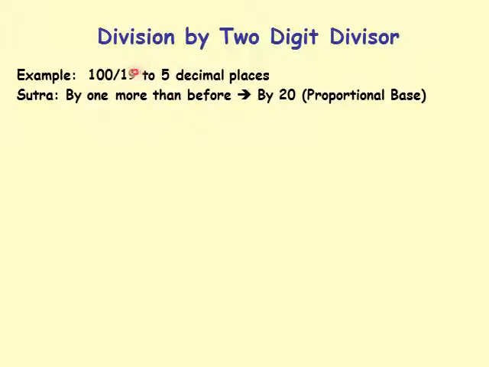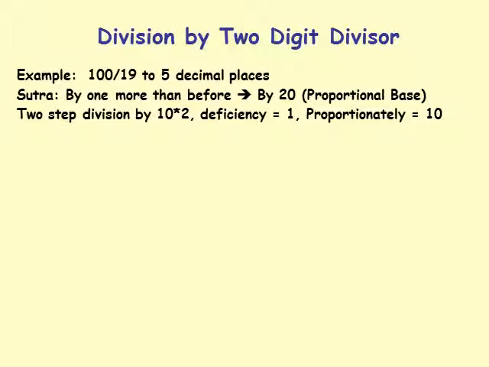9, 10 is the divisor, one more than that is 20, and 20 is a proportional base. Two-step division is we divide by 20, but we'll divide in two steps. First step is 10, second is 2. First step is always the natural base number, and second step is the other factor so that I can divide by my divisor, which is 20. Okay, let's find out my base number. Divisor actually is 19. We are dividing by 20 indirectly. Okay, deficiency is 1, which is the deficiency of 19 from the chosen base number of 20. Proportionality is 10. 10 is my first division.